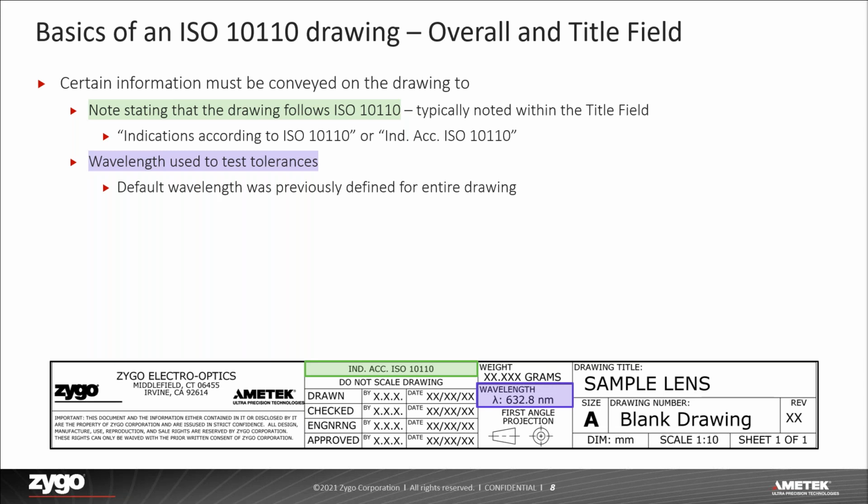Previously, a default wavelength was in place for ISO 10110 drawings, but that standard has since been withdrawn. Stating the wavelength in the title field does not mean that the entire drawing must follow that wavelength. In certain specifications, it may be better to define other wavelengths along with their respective tolerance.